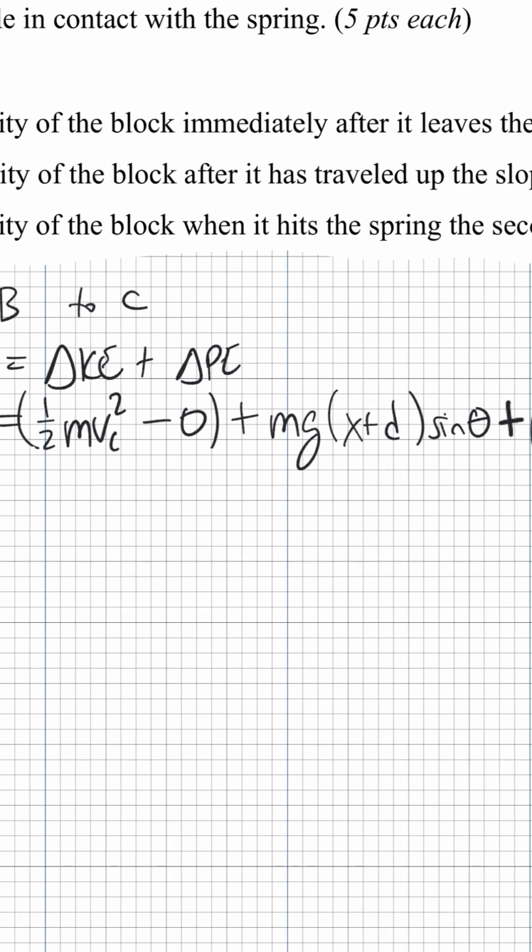The problem with this equation is, it's looking good, but we don't have the force of friction. We've got the distance, we've got the mass, this is what we're looking for. We've got the mass, we've got the g, we've got both these distances, we've got the angle, we've got k, we've got x. Okay, so we need the force of friction.